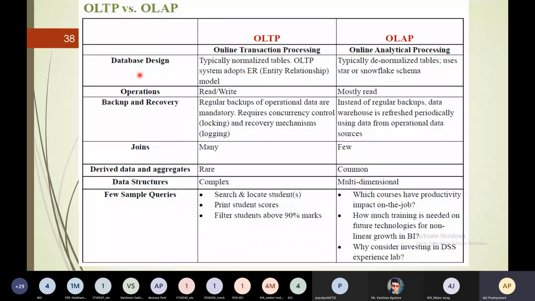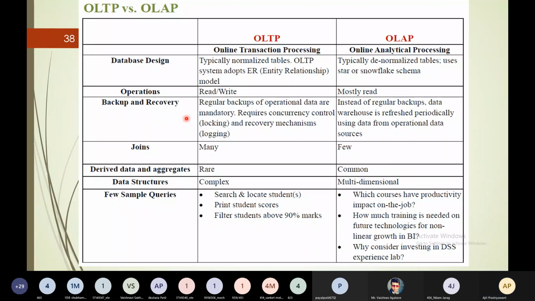Next, in OLTP, database design is typically normalized tables. The OLTP system adopts the ER, entity relationship model. You are very familiar with this entity relationship now, and you can understand what is meant by it. So it is adopted by OLTP, whereas OLAP typically uses denormalized tables with star or snowflake schema. In coming lectures, we are going to learn star and snowflake schemas. What are the operations in OLTP? Read and write. Whereas in OLAP, mostly read operations. Data is retrieved for taking decisions.